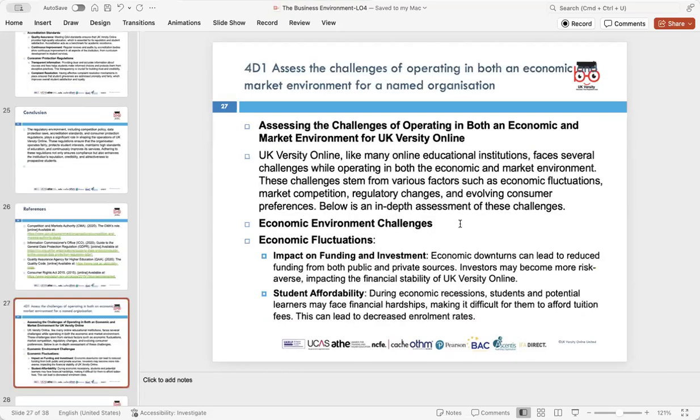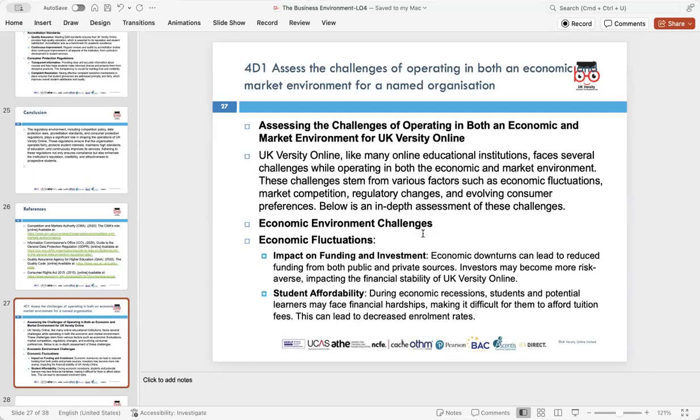Next is to assess the challenges of operating in both an economic and market environment for a named organization. UK Versity, like many online educational institutes, faces several challenges while operating in both economic and market environments. These challenges arise from various factors, including economic fluctuations, market competition, regulatory changes, and evolving consumer preferences.